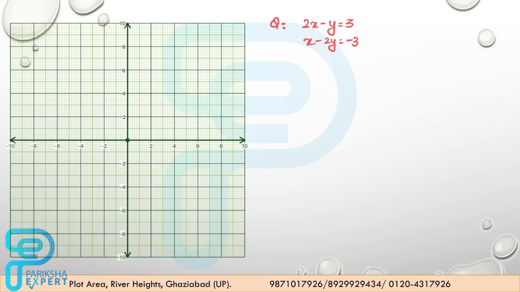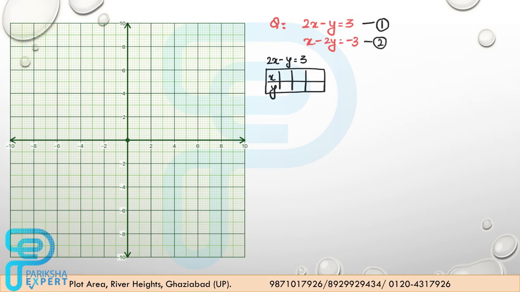Now the question is 2x minus y is equal to 3 and x minus 2y is equal to minus 3. We have a graph which is shown on the left side of the screen. So let us assume the equations to be 1 and 2. First thing that we will do is we will try to plot the first equation on a graph. The first equation is 2x minus y is equal to 3.